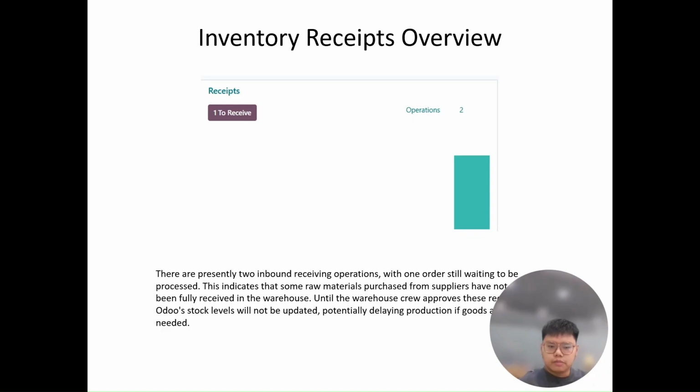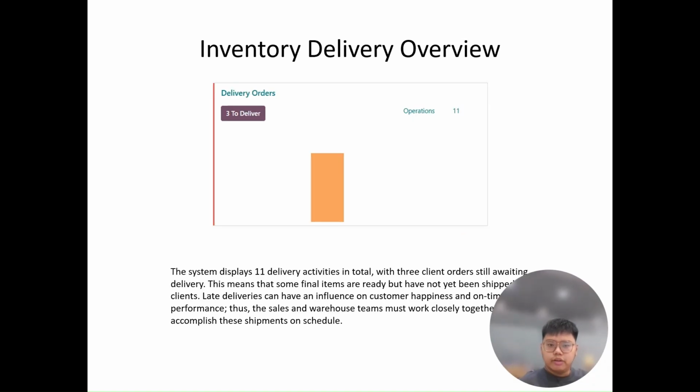urgently needed. So for the inventory delivery overview, the system displays 11 delivery activities in total, with 3 clients' orders still awaiting delivery. This means that some final items are ready but have not been shipped to clients. Late deliveries can have an influence on customer happiness and on-time delivery performance. Thus, the sales and warehouse teams must work closely together to accomplish those shipments on schedule.